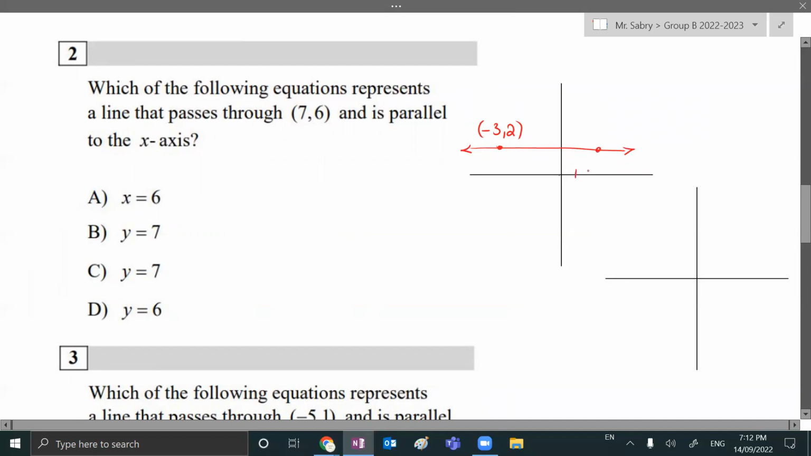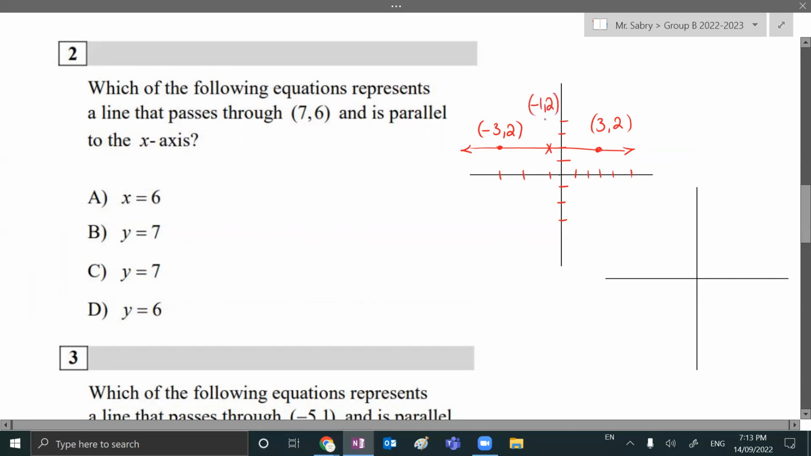If you're told that this is 1, 2, 3, 4, 5, 1, 2, can someone tell me what the coordinates of this point are, please? 3, 2. On the x, it's 3, correct? On the y, it's 2. Okay, can someone guess what the coordinates of this one are then? Negative 1, 2. And 2.